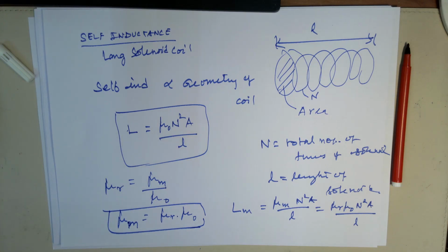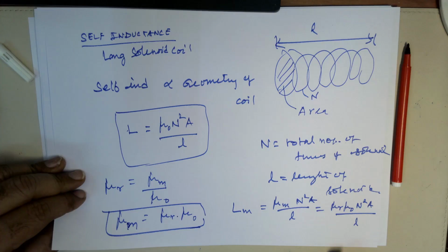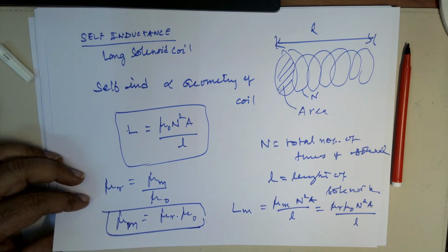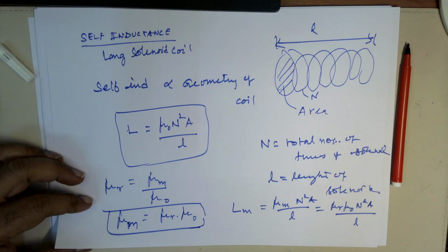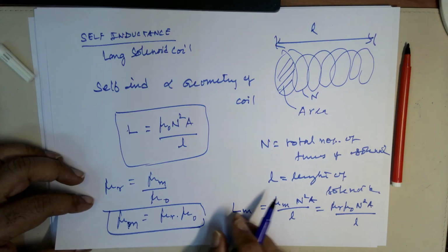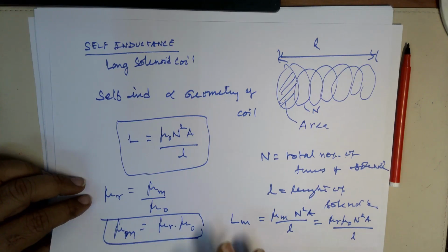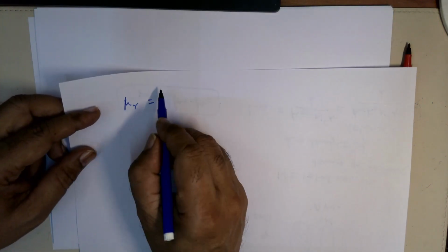Next one. Now let us move to, before that, I would like to define mu r also. So what is mu r? Based on that, let us consider mu r, relative permeability. So the relative permeability is nothing but Lm divided by L.